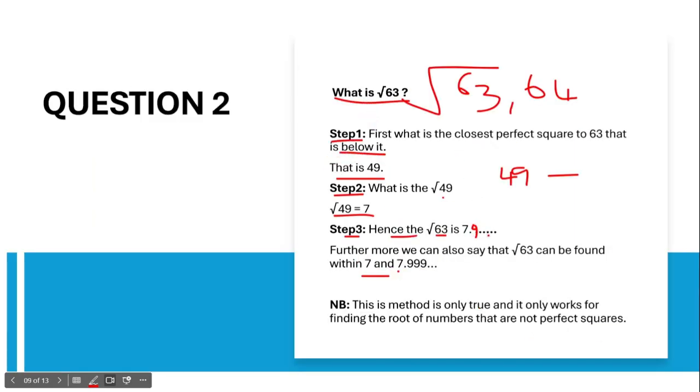So it should be 0.1 step behind the square root of 64, which is 8. Therefore, 8 minus 0.1 should be 7.9. So that's how we got the root of 63 to be 7.9 something something something.